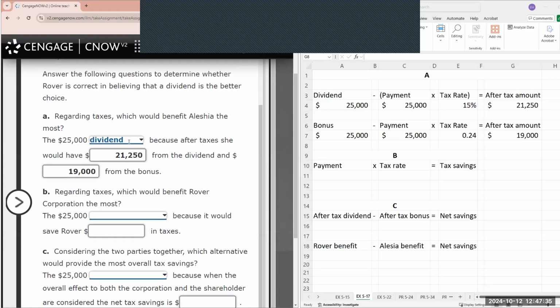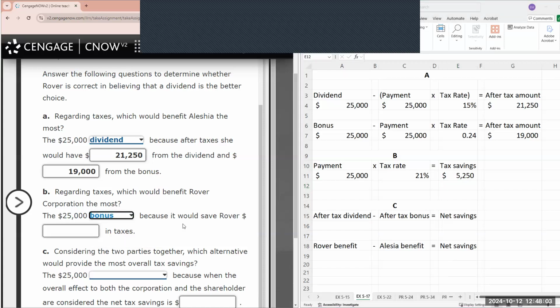Regarding taxes, now it asks, how would the corporation, Rover Corporation, benefit most? Similarly, we factor in the $25,000 times the corporate tax rate, which is a flat 21%. The tax savings would be $25,000 multiplied by 21%, which is $5,250. So the corporation would benefit if they paid the bonus, because bonuses are deductible and dividends are not. They would be able to save $5,250 in taxes.